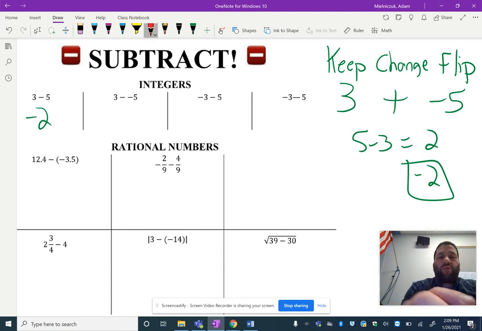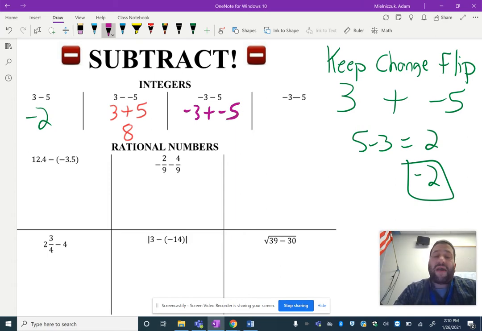Let's do that for the next one. We keep the number, we change the sign, we flip the sign on the last one. This becomes 3 plus 5, which is 8. Let's look at the next one. Keep the number, change the sign, flip the sign on the other one. So we have 3 plus negative 5, adding two negatives, add them together, keep the sign, so negative 8.